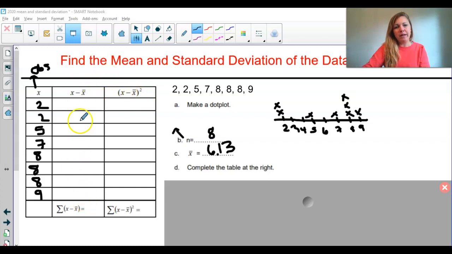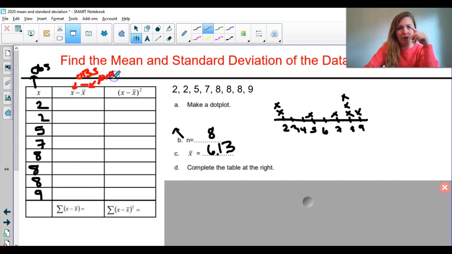The next column right here, okay? What it's asking us to do is take my observation minus the average. So we already found that average. So what am I going to do? My first observation I have is 2. I'm going to take 2 minus my average of 6.13. When I do that, I take 2 minus 6.13 in my calculator. I get negative 4.13.